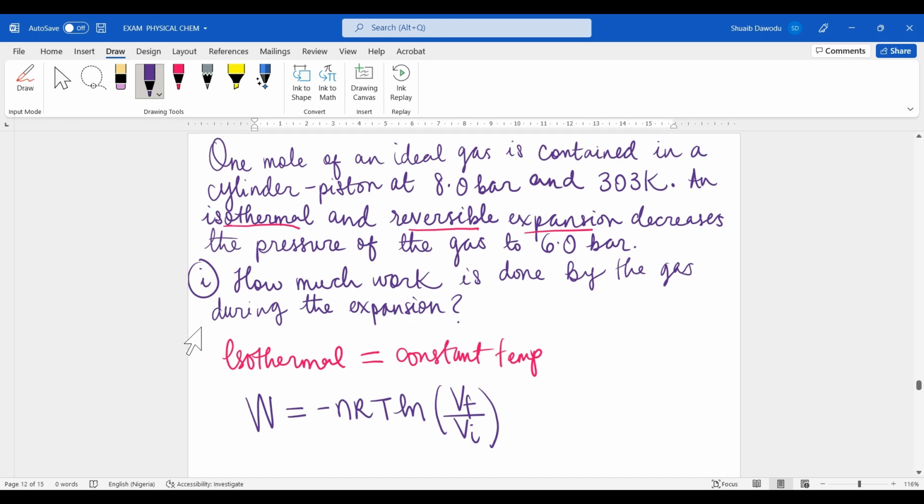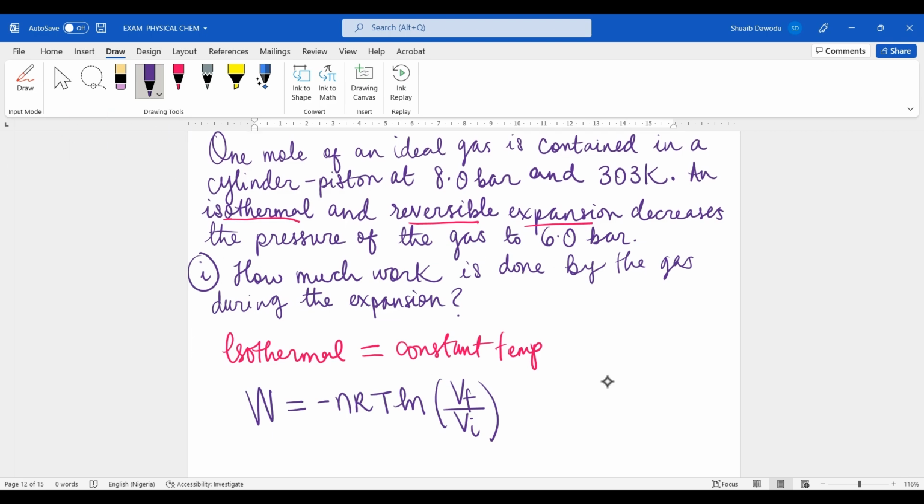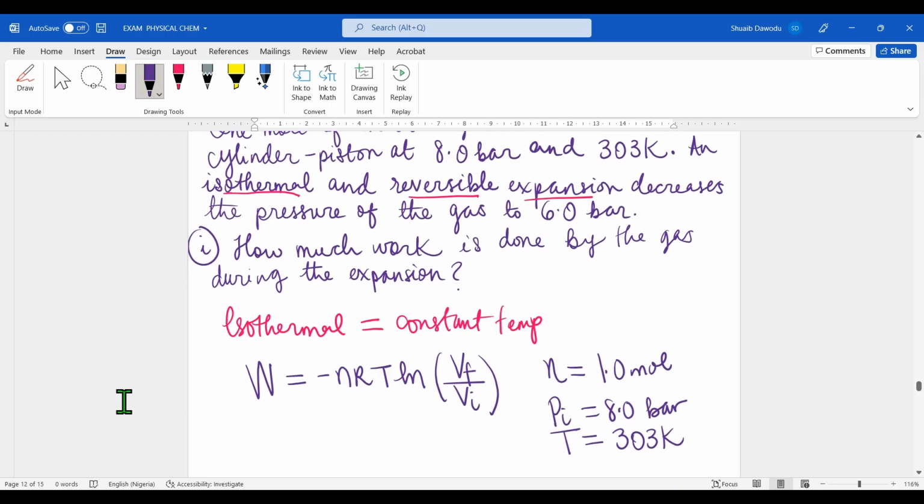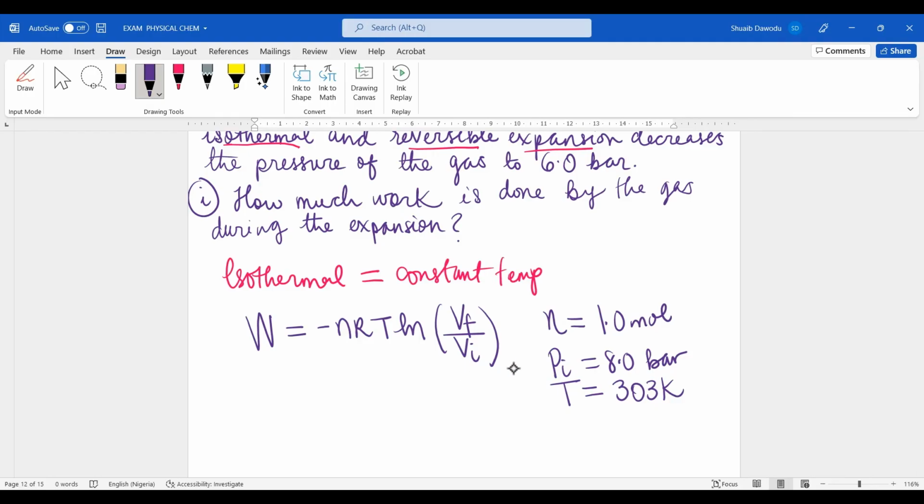But when you look at our question, we will see that we've been given the number of moles as 1 mole, right? It says 1 mole of an ideal gas. We've been given the initial pressure at 8.0 bar. We've been given the temperature, which is constant all through the whole process, as 303 Kelvin. Now, we've been told that there's an expansion, so an increase in volume, and this causes a decrease in the pressure. So now we have the P final to be 6.0 bar. And we are asked to find the work done.